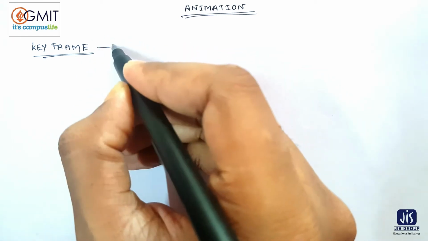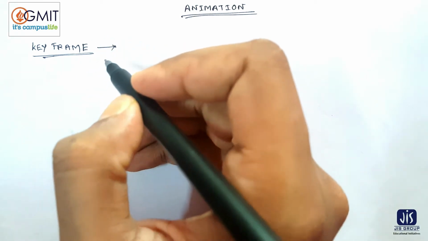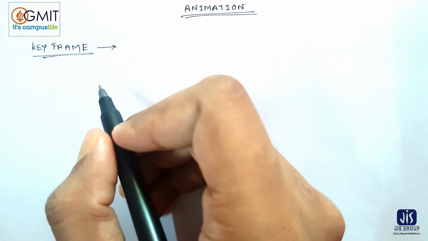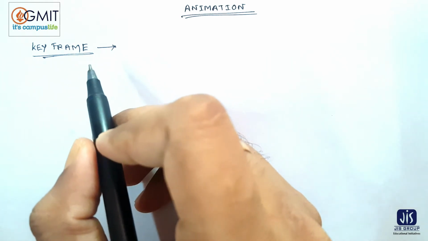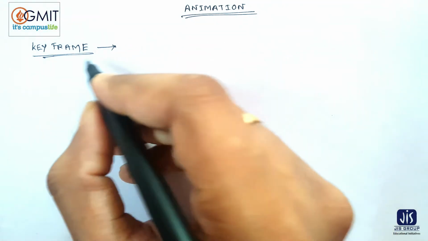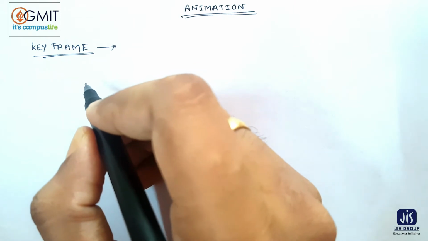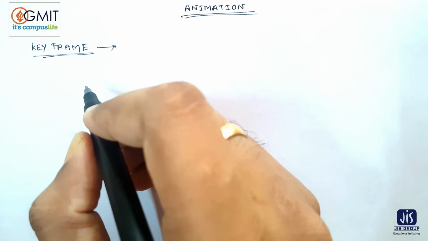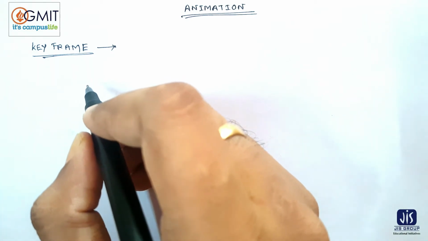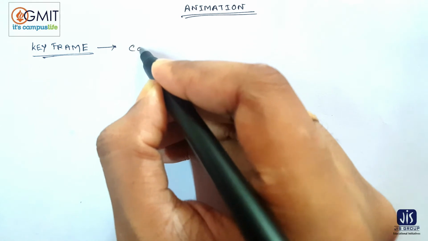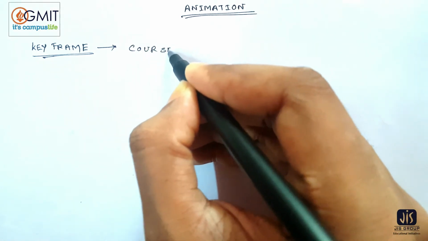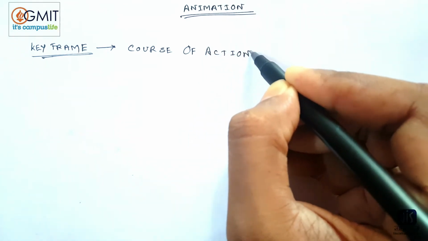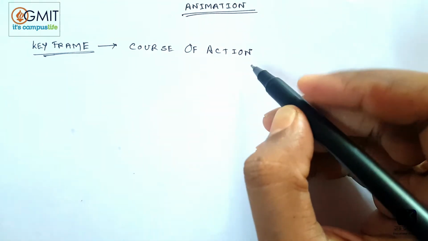Keyframe is a very important topic in animation technology. In traditional animation, animators or experts draw the most important frames, which are called keyframes, which define the frame where the course of action of the object changes. What does that mean? What does course of action actually mean?